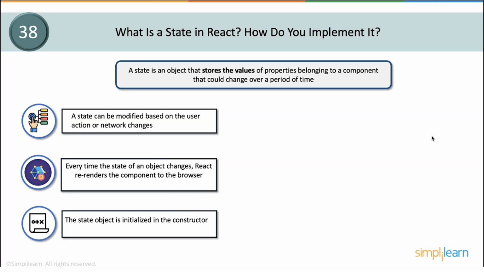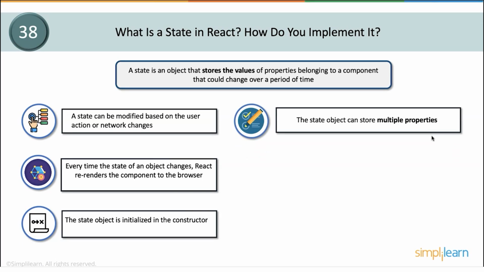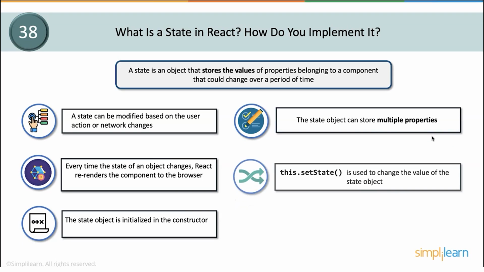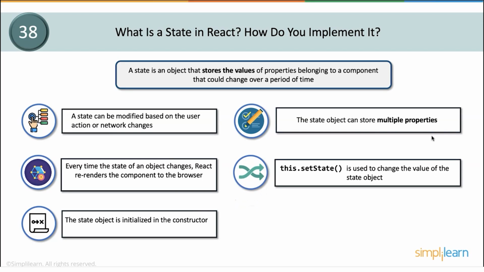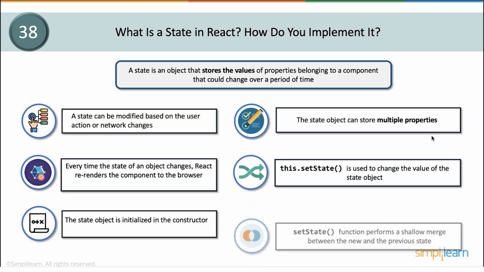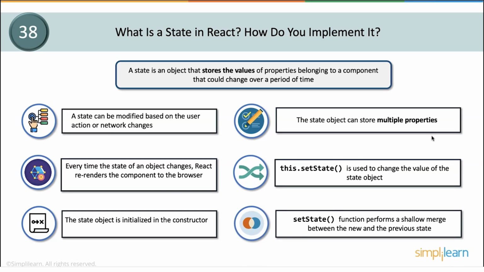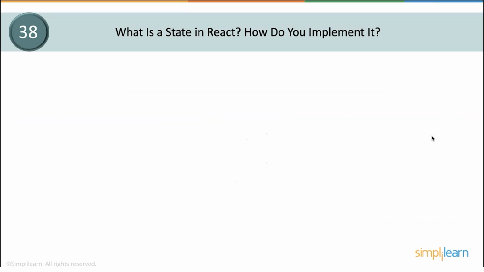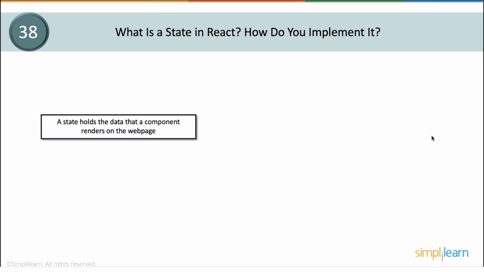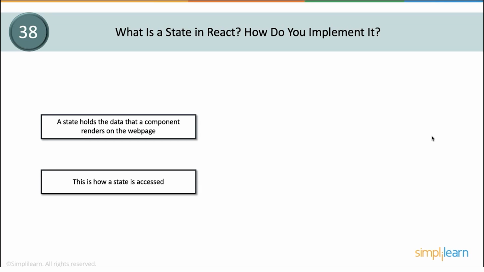The state object is always initialized in the constructor, and it can contain multiple properties. this.setState is used to change the value of the state object, and setState is responsible for performing a shallow merge between the new state and the previous state. Now the state holds the data that a component renders to the web page. Certainly, because every time the state changes, it needs to be stored somewhere.